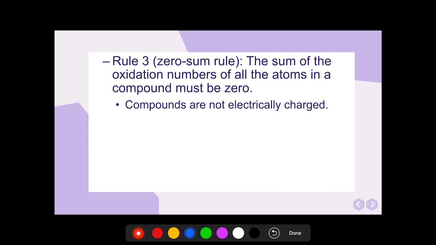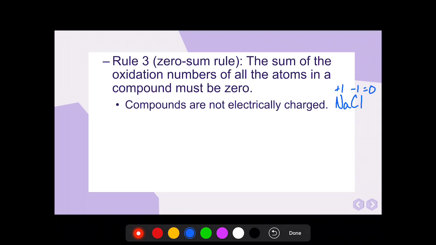So we'll talk about this in just a moment. But let's say I have the element sodium and I'm bonding it to chlorine. Well, you'll know this in just a moment, but sodium has an oxidation number of +1. Chlorine has an oxidation number of -1. So obviously 1 minus 1 is 0. The sum has to be 0.